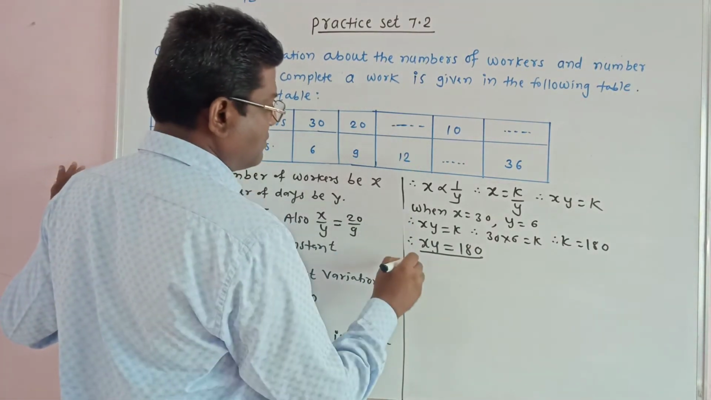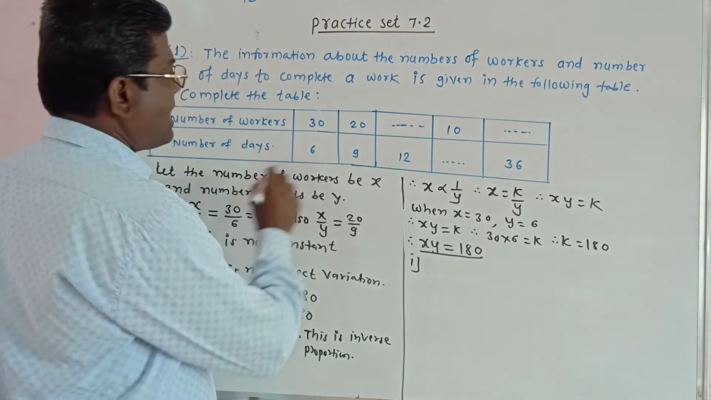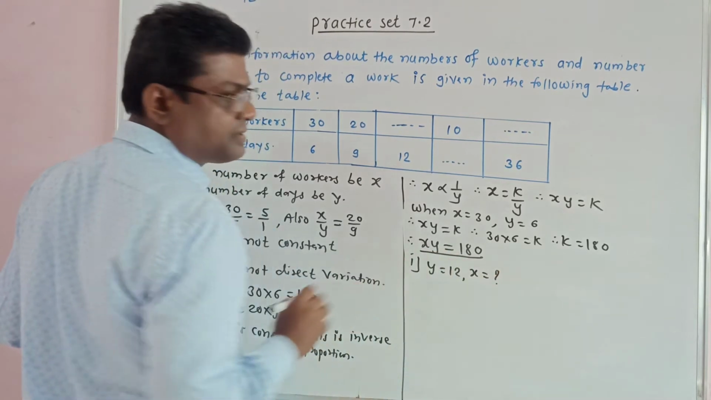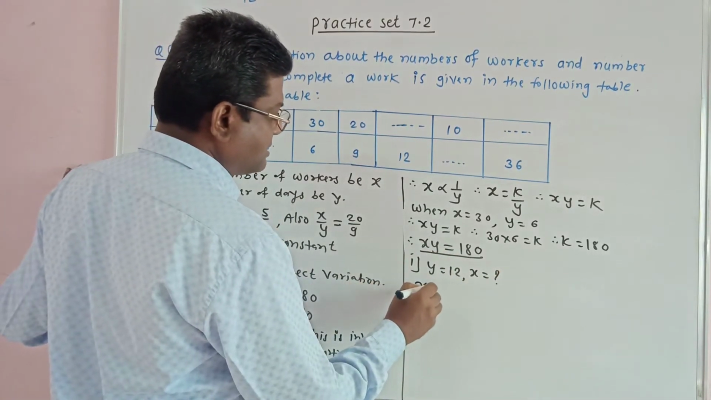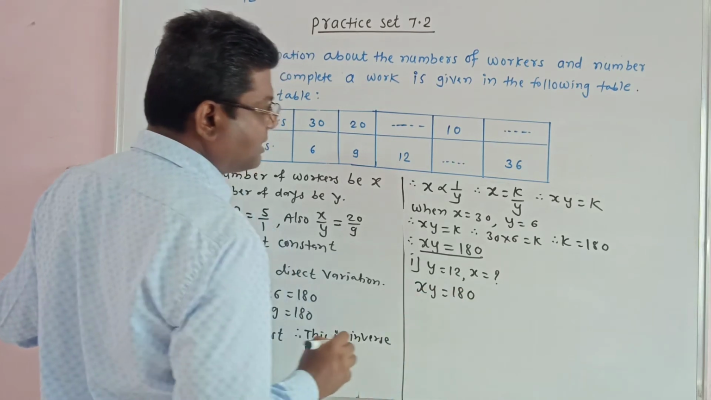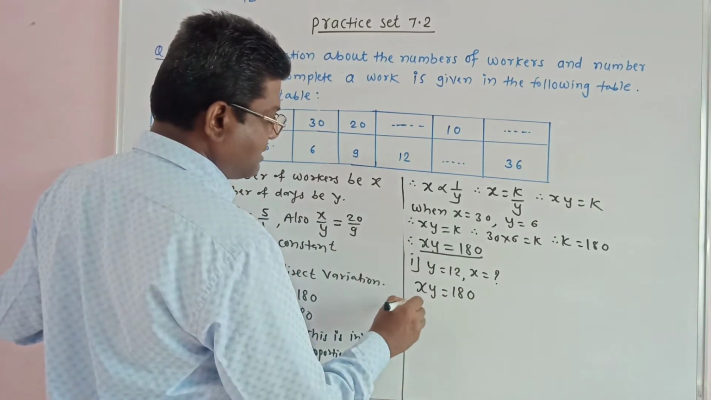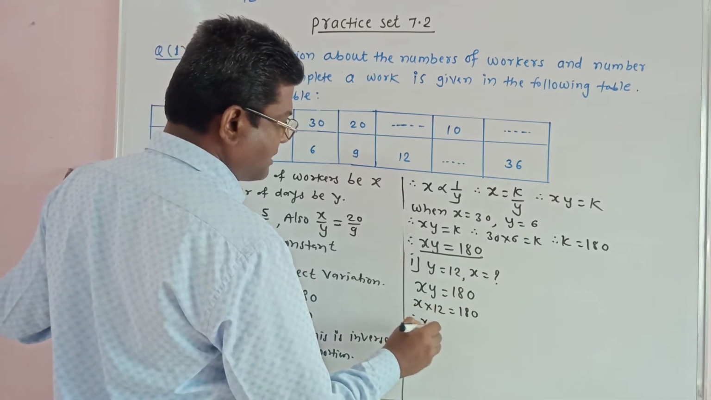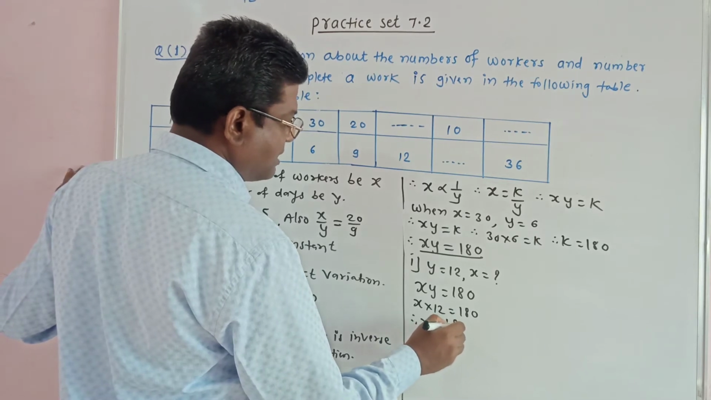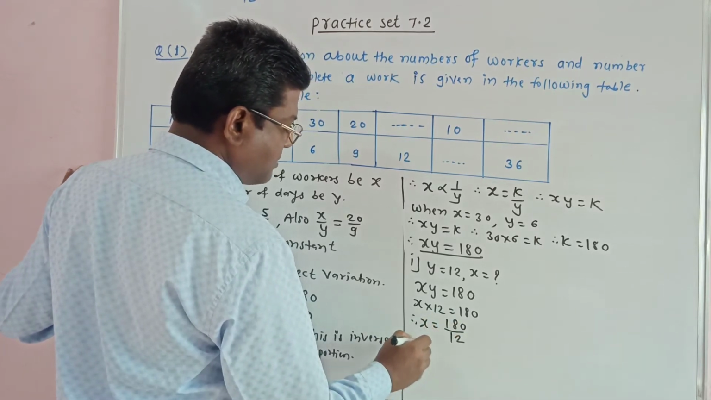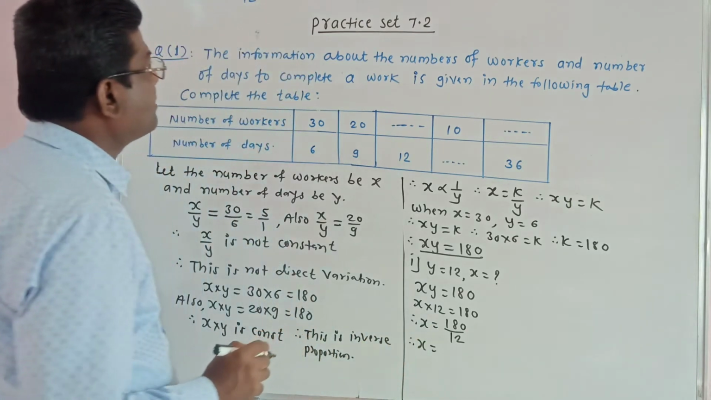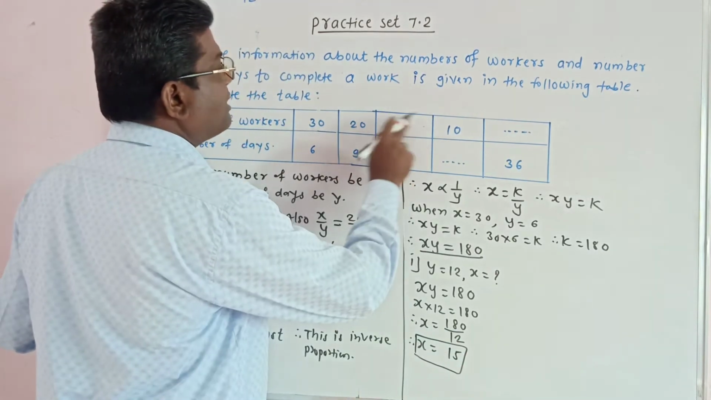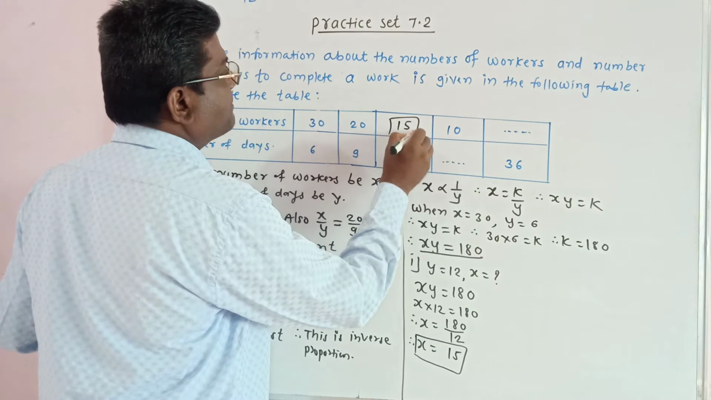Now let's solve number 1. The value of y is 12 and we have to find the value of x. Now equation of variation is xy is equal to 180 and value of y is 12. Therefore x into 12 is equal to 180. Therefore x is equal to 180 upon 12. That will be 15. Therefore here value of x is 15.